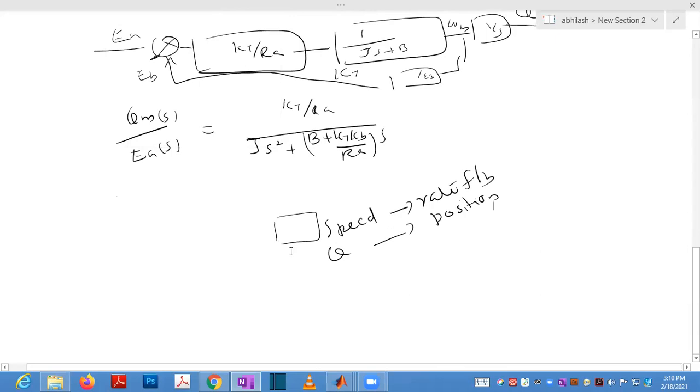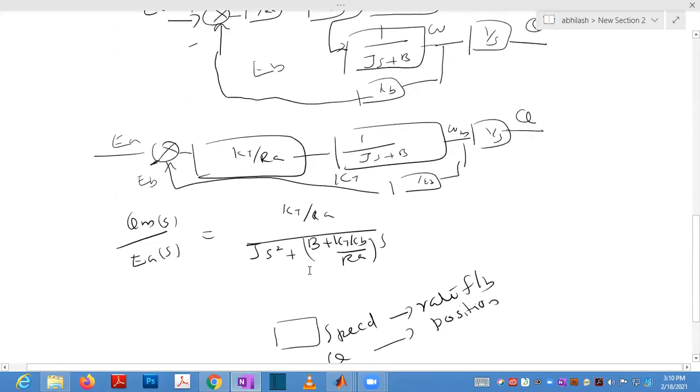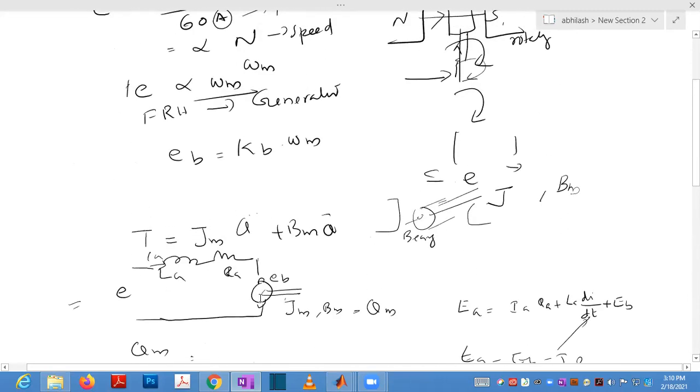Before that, I have to use it for some purpose. Some purpose means I have to connect a load. Here JM and BM are the rotating parts' moment of inertia and damping. Now I am connecting a gear here. What is the requirement of a gear?